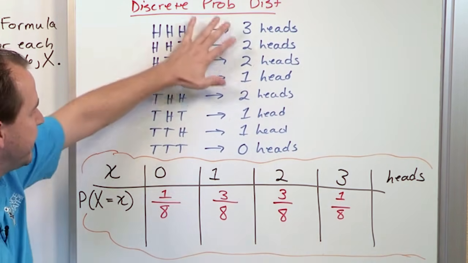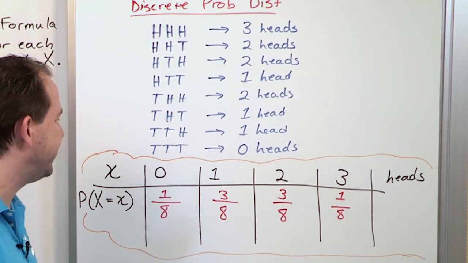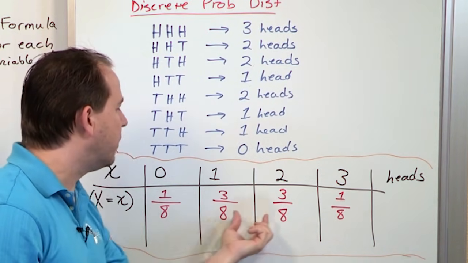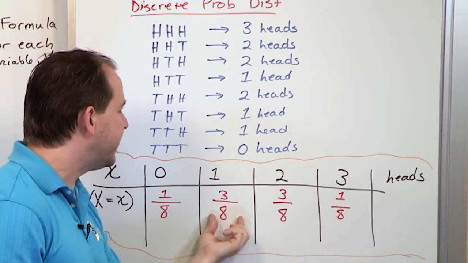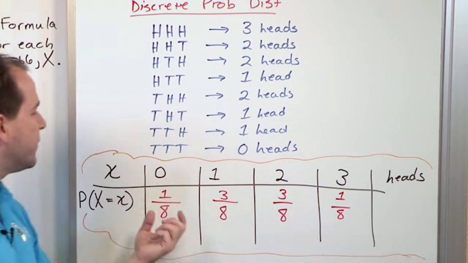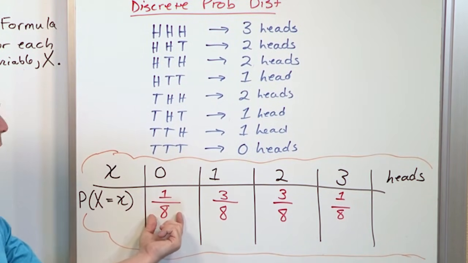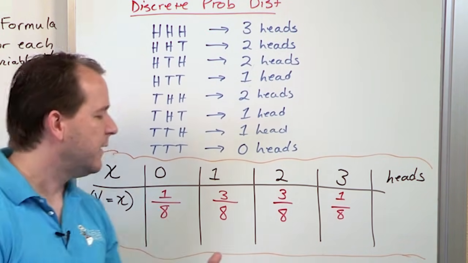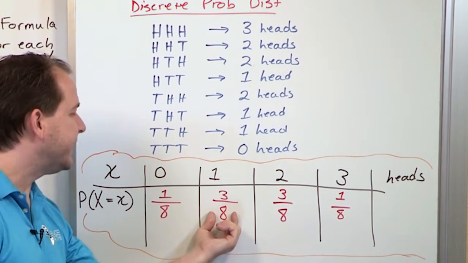You can look at this and really powerfully see that the probability of getting 1 head or 2 heads are equal. Right? The probabilities of getting 1 head or 2 heads are equal, 3/8. Okay? The probability of getting 0 heads or 3 heads is also equal. That kind of makes intuitive sense as well. But it's a lower probability than this one.